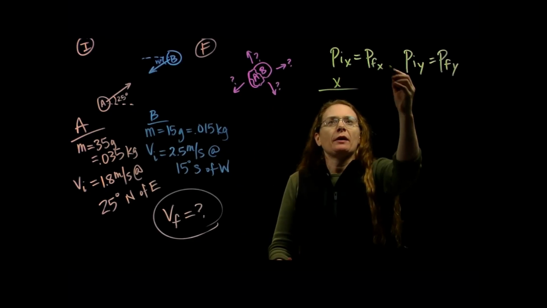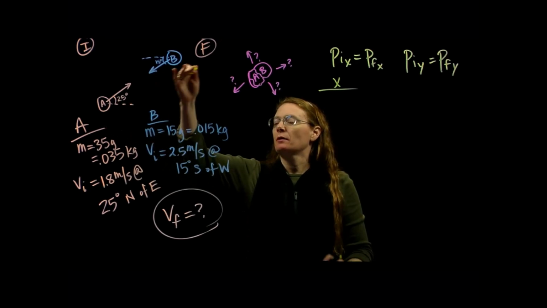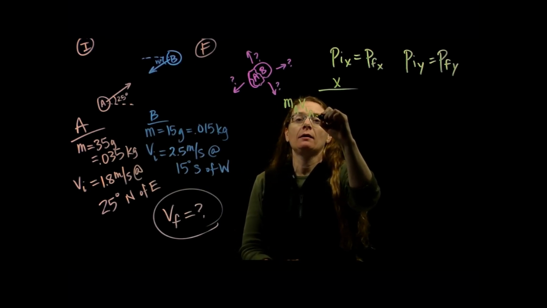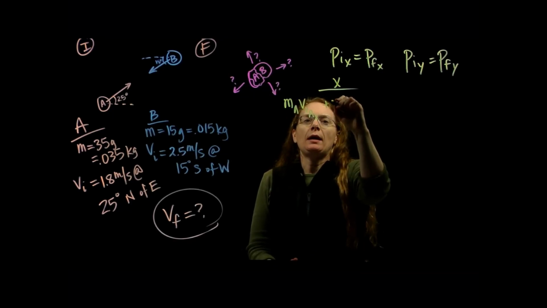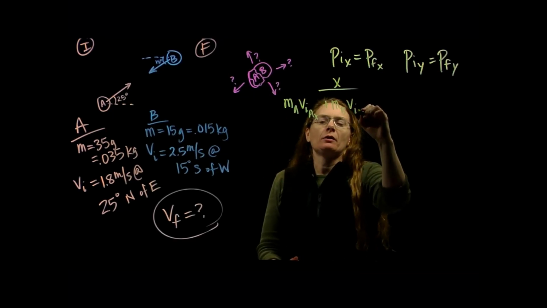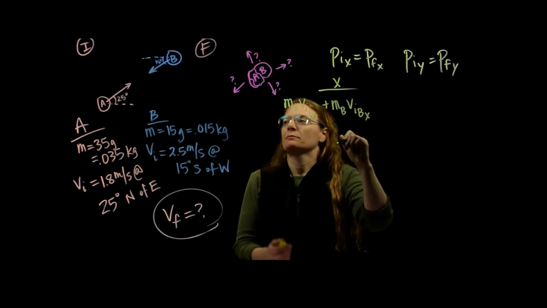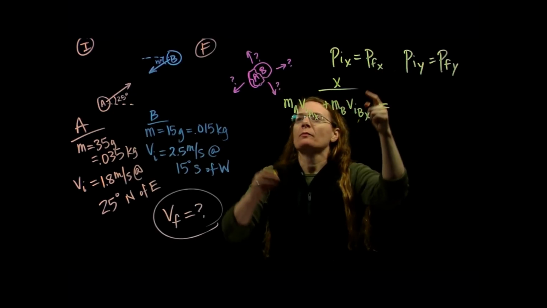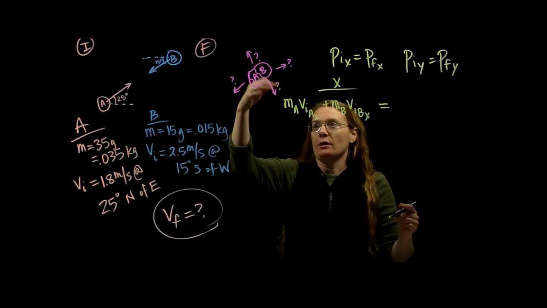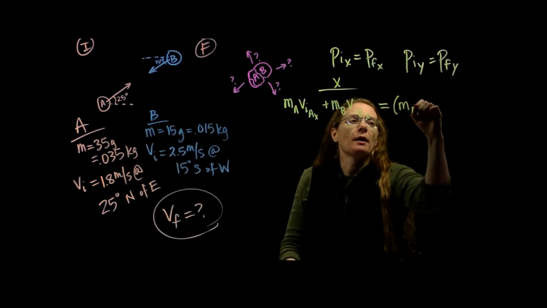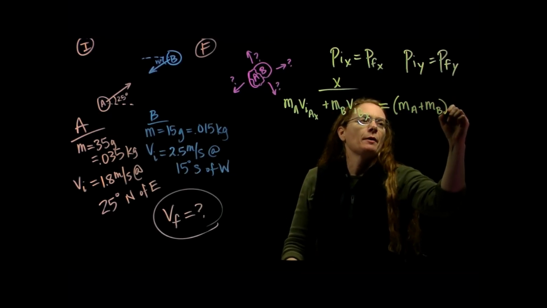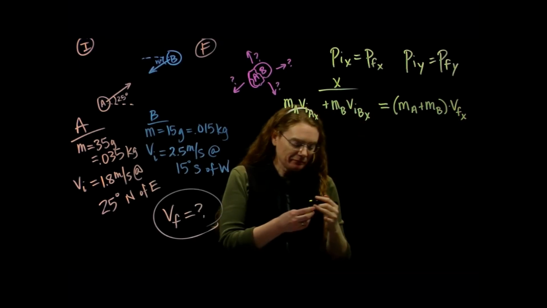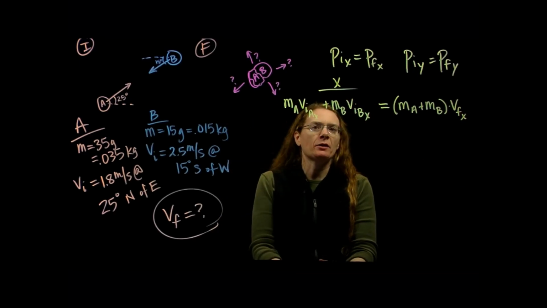P initial x equals P final x. Well, I have 2 objects initially, so I'm going to have mass of A times V initial A in the x direction, plus mass of B times V initial B in the x direction. So that's the momentum of my 2 objects. That has to equal the final momentum in the x direction. Well, now it's just 1 object. I can call it 1 object of a combined mass: mass of A plus mass of B times the final velocity in the x direction. So there's my equation for the x direction.